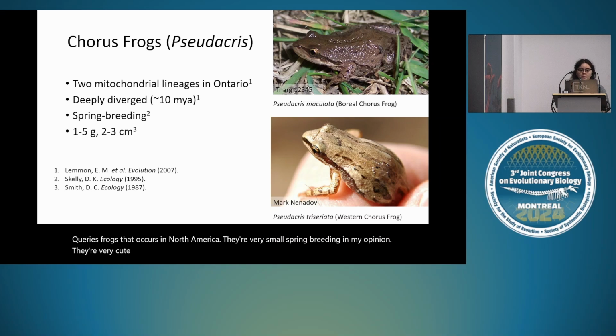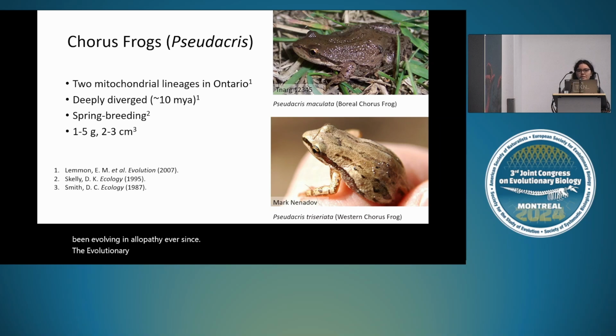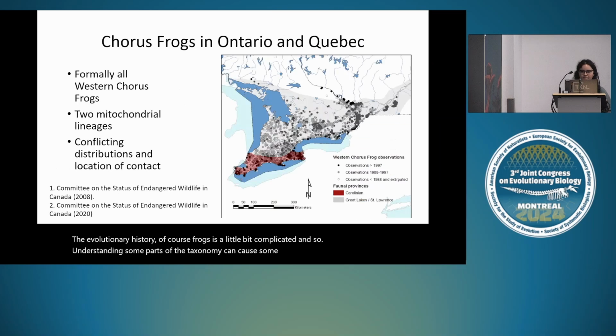In Ontario and Quebec, there are two mitochondrial lineages of trilling chorus frogs: Pseudacris maculata, the boreal chorus frog, and Pseudacris triseriata, the western chorus frog. They diverged approximately 10 million years ago and have presumably been evolving in allopatry ever since. The evolutionary history of chorus frogs is a little bit complicated, and so understanding some parts of the taxonomy can cause some challenges. The distribution of chorus frogs in Ontario and Quebec is another issue that has some outstanding questions.